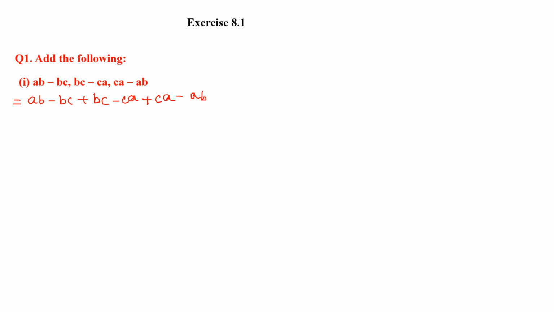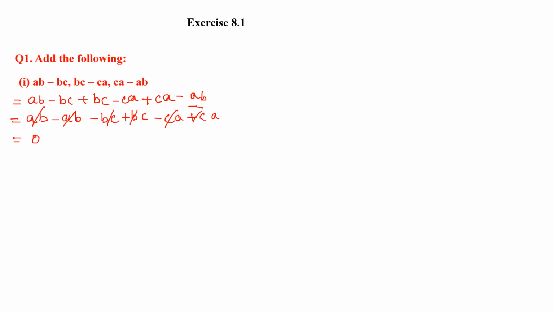Now group the like terms. So AB and here is minus AB. Both are like terms, so add them. Then minus BC plus BC, and then minus CA plus CA. Now I have grouped all the like terms together. So I can see AB minus AB will become 0. Minus BC plus BC is also 0. Minus CA plus CA is also 0. So all will get cancelled out and your answer will be 0.